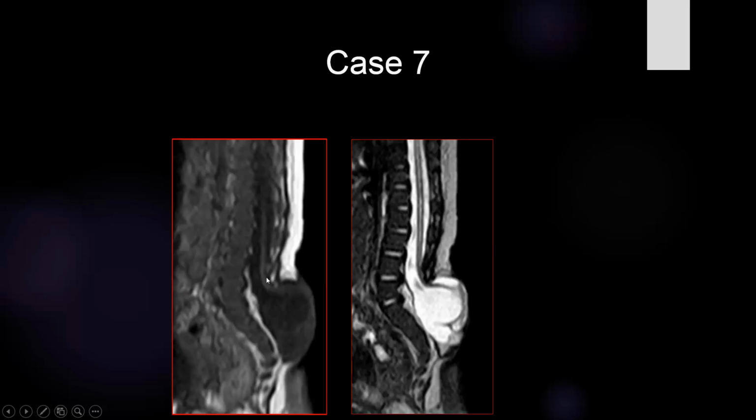This is a typical example of open spinal dysraphism. We can see a dysraphism here in the lumbosacral region, and we can see there is no skin covering, and this is the key for these features.